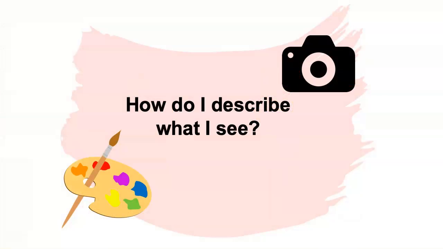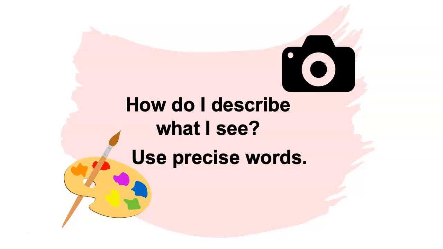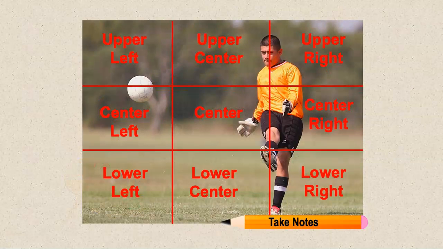When you are writing about a picture, it's important to use precise words to describe it so that readers who have not seen the picture can see it in their minds. And this is true whether you're writing about a piece of art, a painting or a drawing, or a photograph. You will want to sketch a tic-tac-toe grid and write down the words naming each section of the grid.